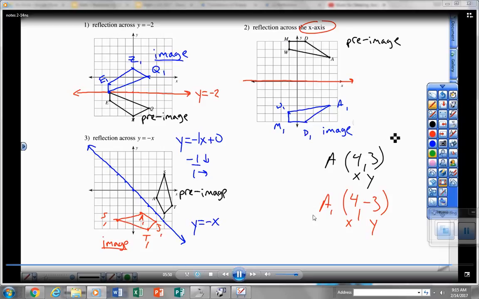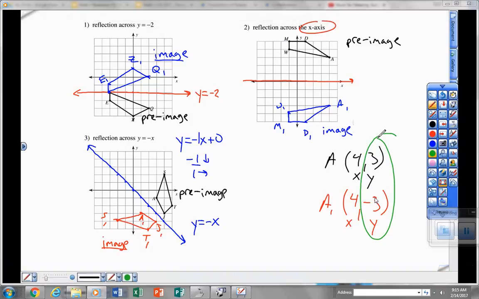So again, comparing these 2 points for the image and the pre-image, for the original (4, 3), the new one (4, negative 3), the x numbers did not change when I reflected over that x-axis, only the y numbers, and they only changed by one being positive and the other being the opposite, negative. So those are the kind of things we're going to be working on even more.